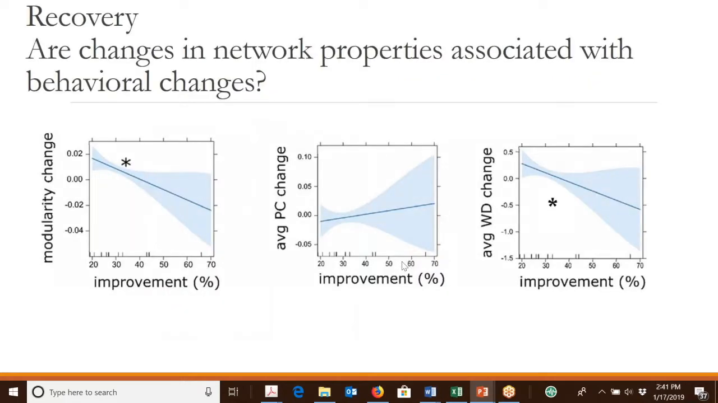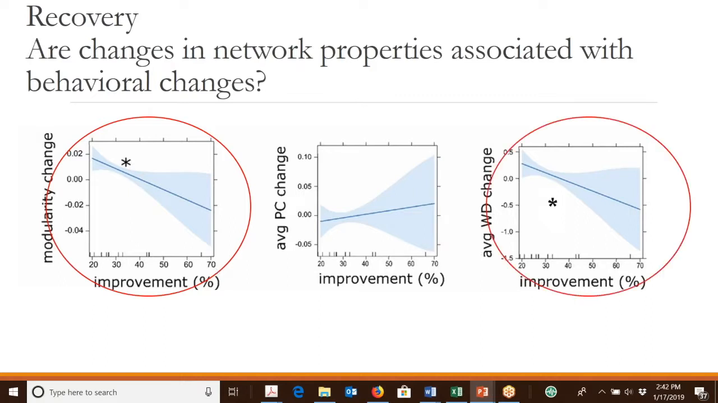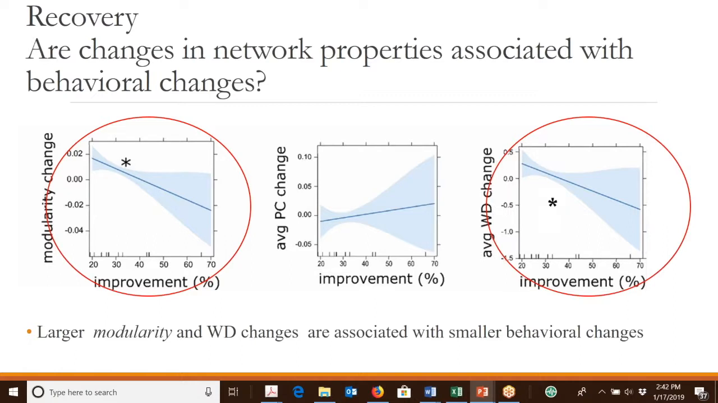And finally, the third question that we asked about recovery: are changes in these network properties associated with behavioral changes? So are the changes in these properties in modularity, PC, or WD associated with changes in behavior? And what we find is that for modularity and for WD, there's a significant relationship between network changes and behavioral changes. But you might have also noticed that the relationship is a negative one, okay? So what we have here actually is that larger modularity changes, so increases in modularity, are associated with smaller behavioral changes, and increases in local connectivity, which are driving these increases in modularity, are associated with smaller behavioral changes. So overall, everybody is increasing their modularity and increasing their local connectivity, but those who change these the most are actually having smaller behavioral benefits.